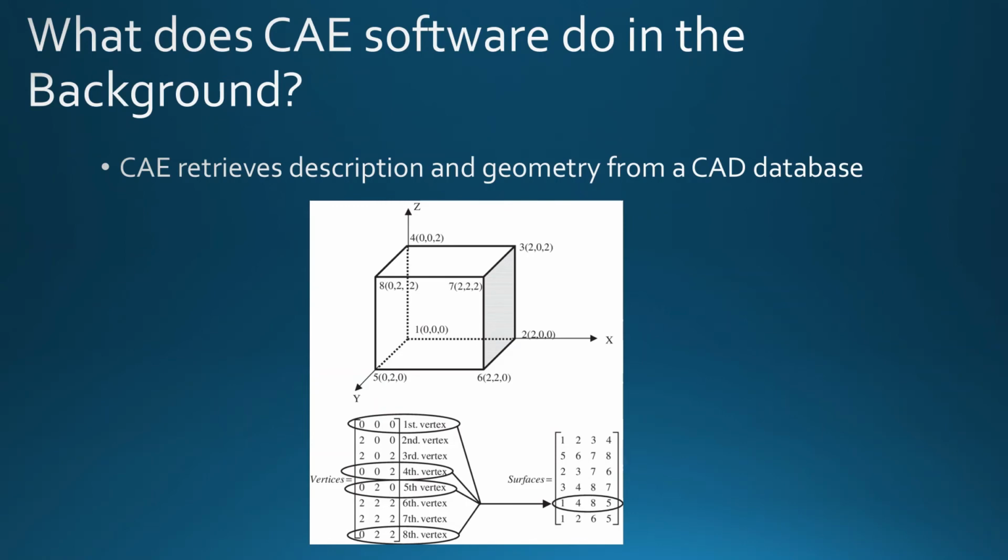Now the question: what does the CAE software do in the background? The CAE software retrieves the description of geometry from a CAD database. CAE software and CAD software do not work on the same platform. You have to create the CAD file first on a different platform, and then perform the analysis on different software. The way I do it is, I make the geometry, that is the CAD file, in SolidWorks, and then I export that CAD file into the HyperMesh software, that is a CAE software.